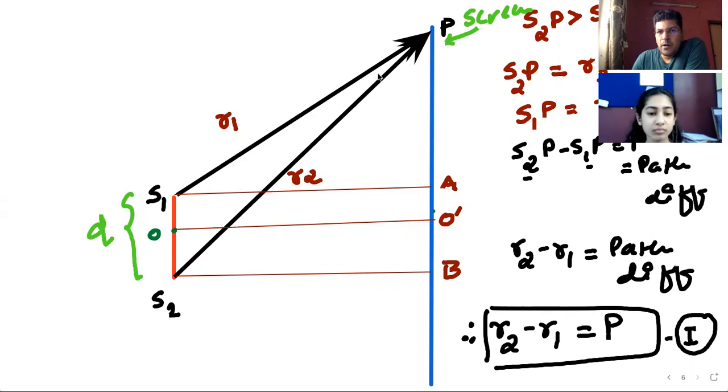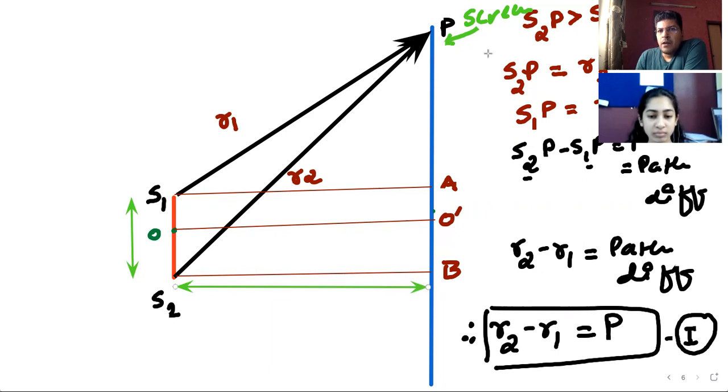Let me make the nomenclature proper. The distance from S1, S2 to the entire screen is capital D. Let me give all the proper distances, then we will write them. From S1 to S2 it is a small d. From S2 to the screen it is a capital D, and from this point P to the midpoint O dash is called X, or X bar. Okay.